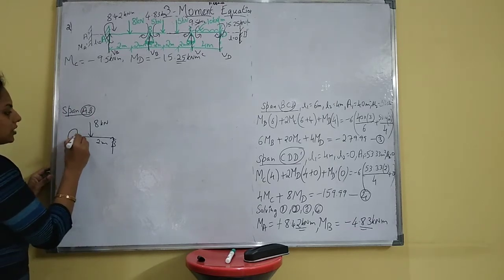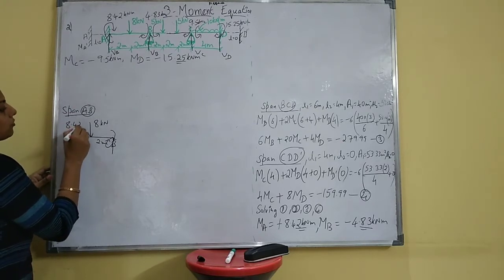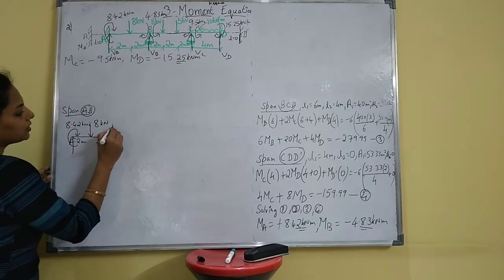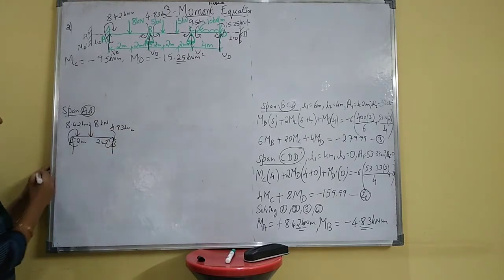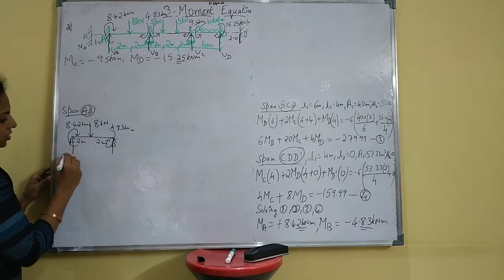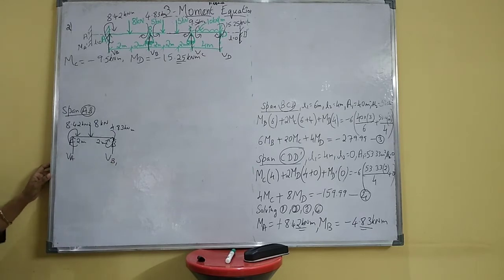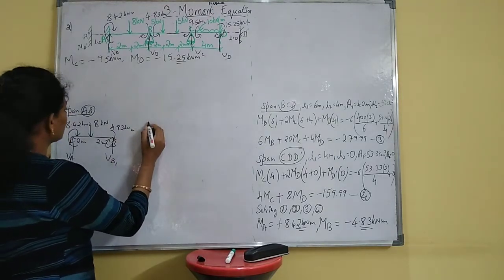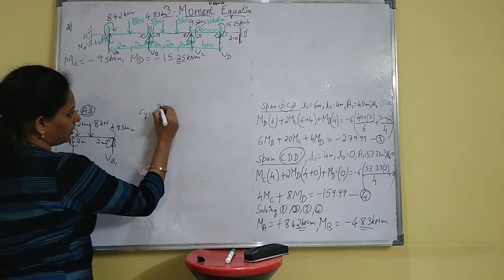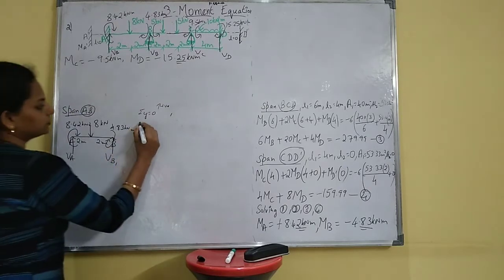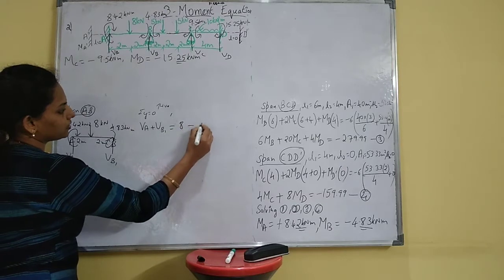Here it is like this and it is like this. So it is 8.42 and here it is 4.83 kilonewton meter. Here you have VA and this is VB1. Okay. Next step, find out summation y equal to 0, upward as positive. So you have VA plus VB1 equal to 8.